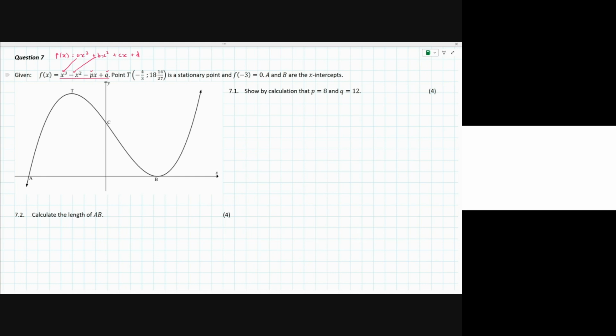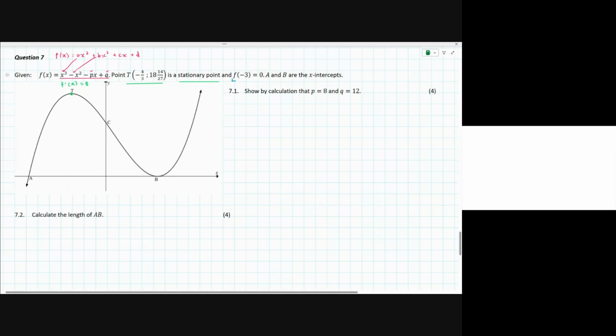Right, the second thing that we've been told is that T is a stationary point. So remember, we spoke about this on Monday. Stationary points, turning points, it's essentially the point where our first derivative is equal to 0 if we were to calculate it. And then this is function notation, which I know some of us aren't super comfortable with, but we do need to be comfortable with it.